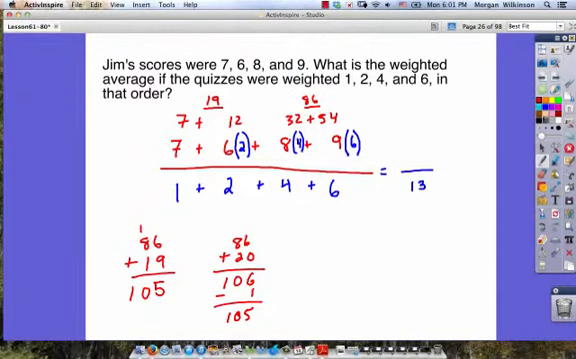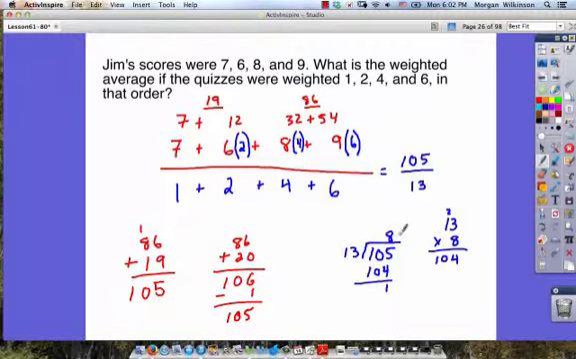So we get 105 over 13, and we could go ahead and divide that to find out what our answer is going to be. 105 divided by 13. Well, how many times does 13 go into 105? Let's try 8. 13 times 8. 8 times 3 is 24. We'll carry our 2. 8 times 1 is 8. Plus 2 more is 10. That worked out well. We got 104. So 13 times 8 is 104. We've got 1 left over.